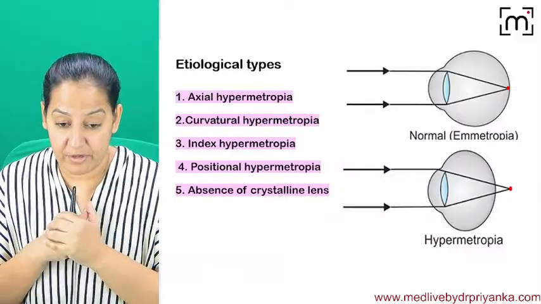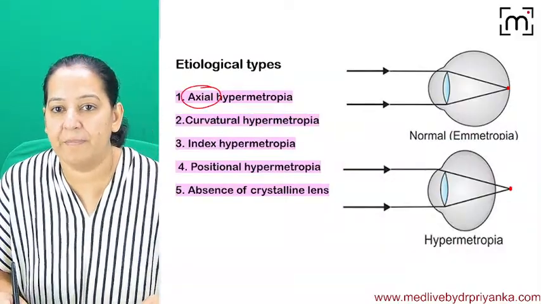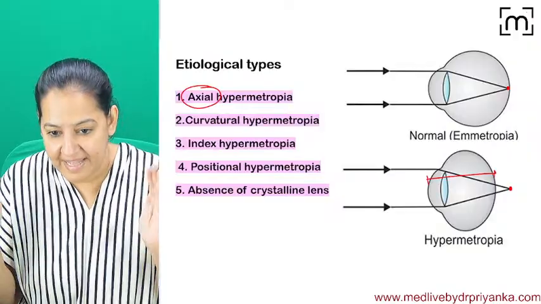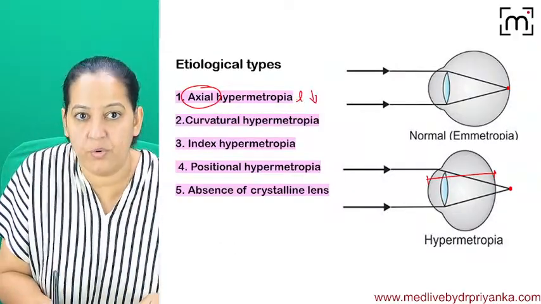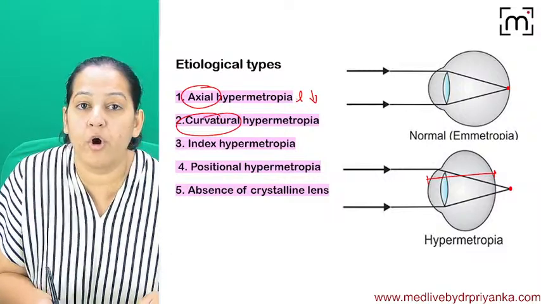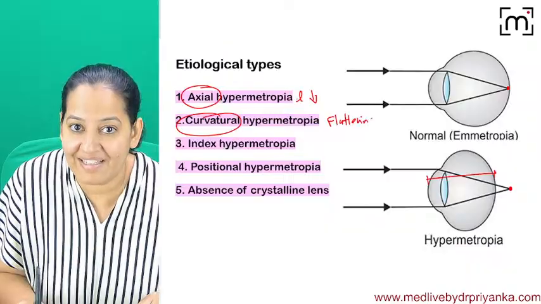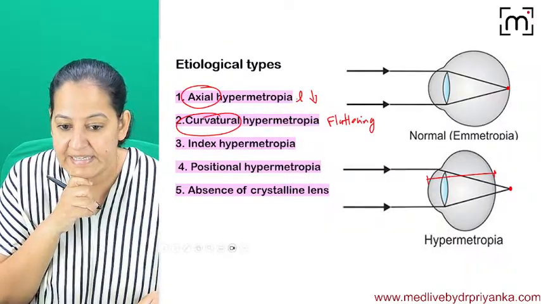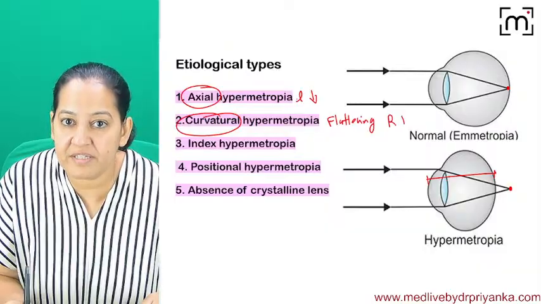These are the 5 types of hypermetropia. What is axial hypermetropia? In axial hypermetropia, the axial length of the eyeball is reduced. In curvatural, Dr. Kaur, I'm saying here there is flattening of the cornea or lens. It means the radius of curvature is increasing.